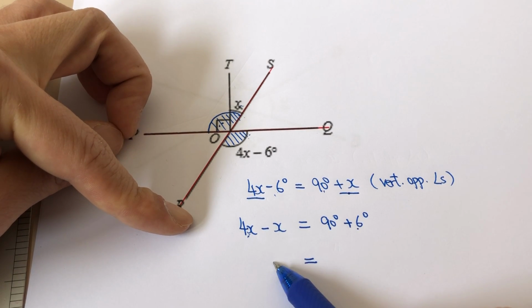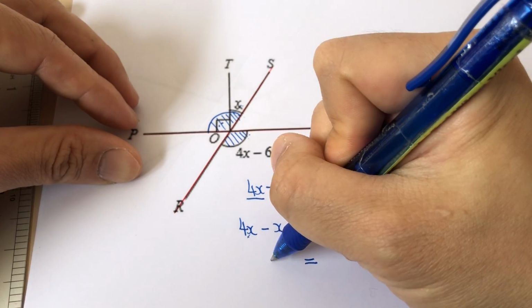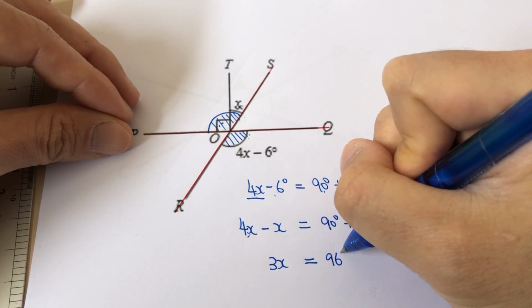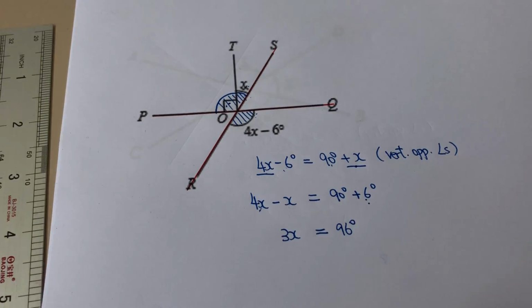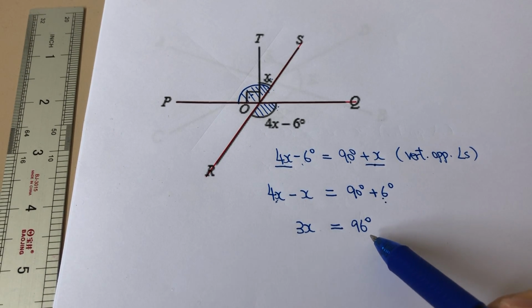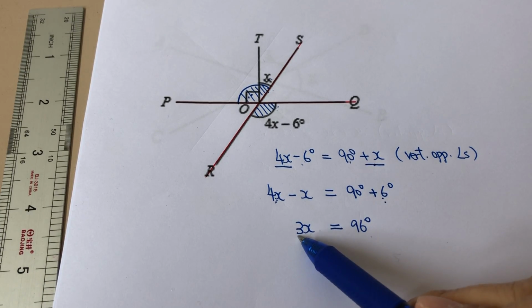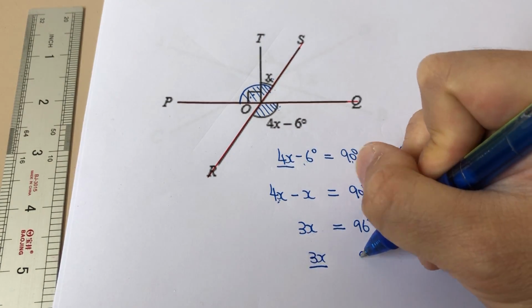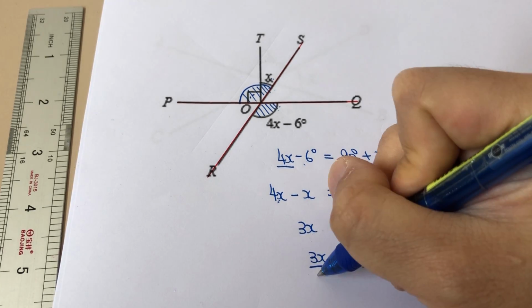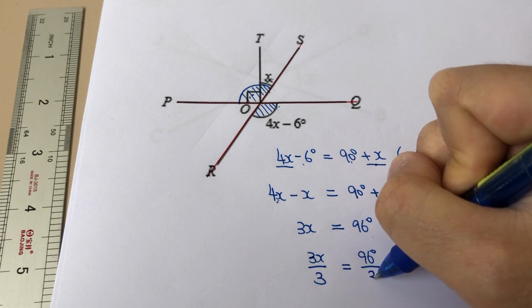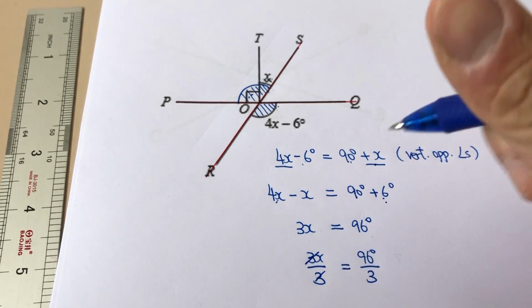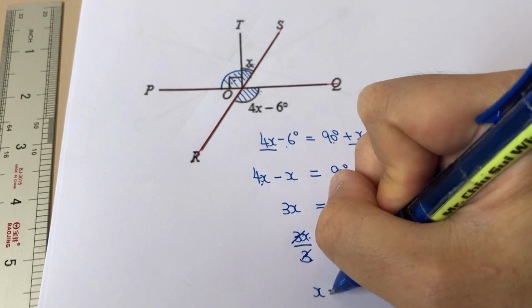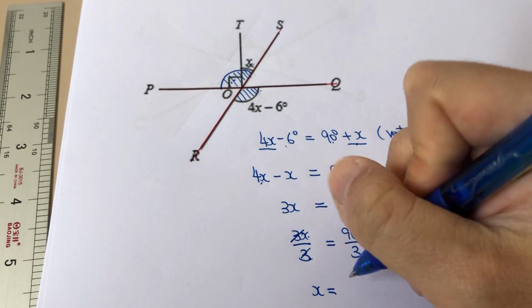4x minus 1x will become how many x? 3x. And 90 degree plus 6 degree, 96 degree. Now we've got 3x equals 96 degree. Then what about x? What to do to get rid of the 3, the coefficient? Yes, divide both sides by 3, because we don't want to have the 3 here. And then the coefficient could be cancelled out, so that we have only x left behind. And 96 divided by 3 becomes 32.